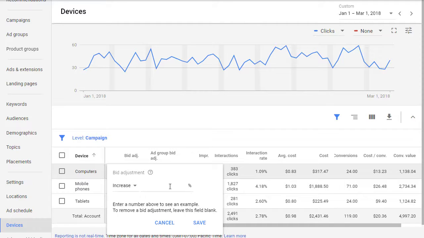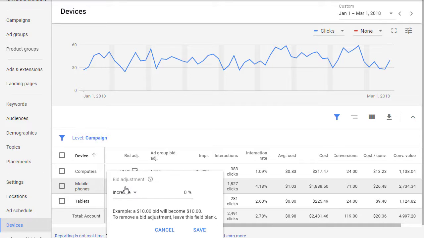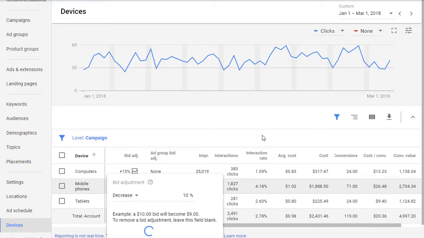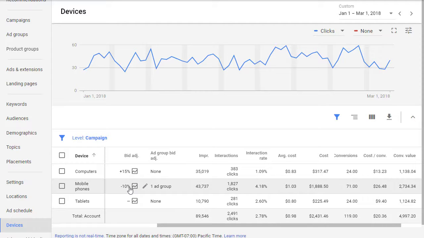For computers, you could probably increase the bid a little bit, so 15%, let's say, go up. And 0, in fact, is just breaking even, so we're going to decrease this, let's say 10%. So what it looks like now is we have computers at plus 15, mobile at negative 10. Now, of course, there are other things you can do.